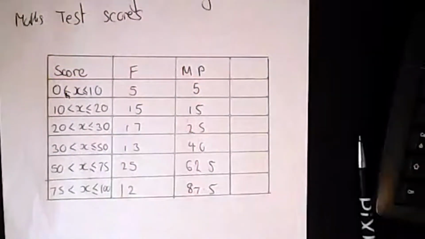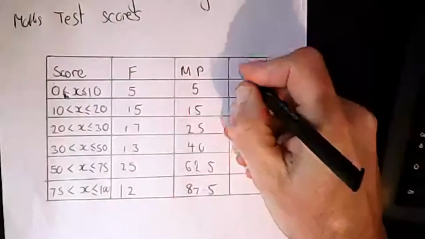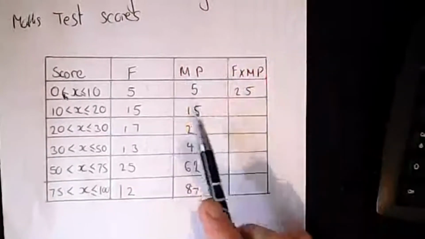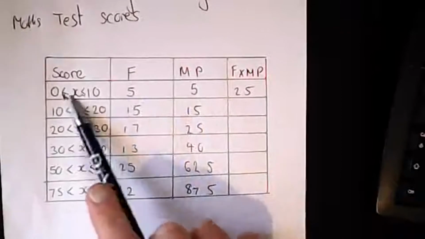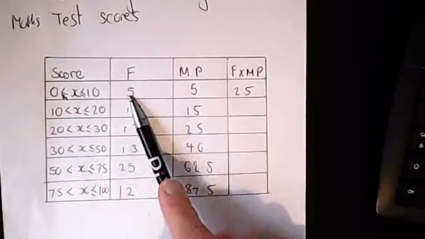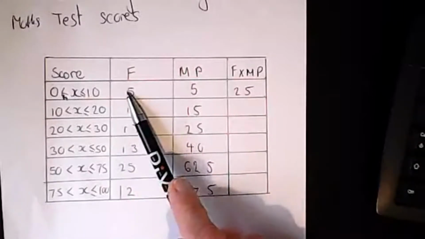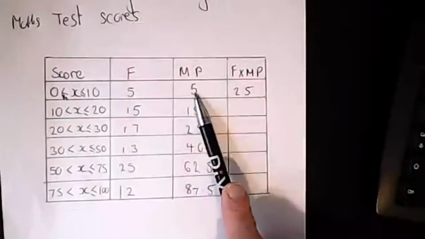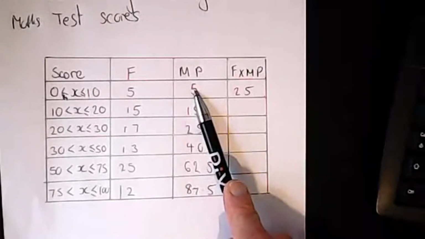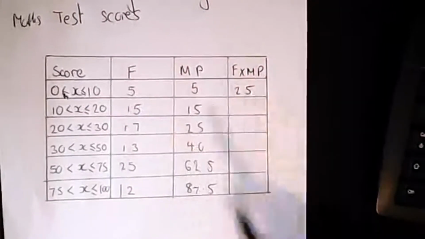We've got 5 times 5, which is correct. So that's an F times MP. Just to explain what's going on there, we're estimating that these 5 people in this category could have like 2 or 3 or 7 or 8. We don't know the exact score, we just know that it's between 0 and 10. So if we don't know what they are, we're choosing the midpoint for each person, and then if we're adding the total, 5 people have got this midpoint. That's 5 add 5 add 5 add 5 add 5, which is also the same as 5 times 5. So we're multiplying across there.